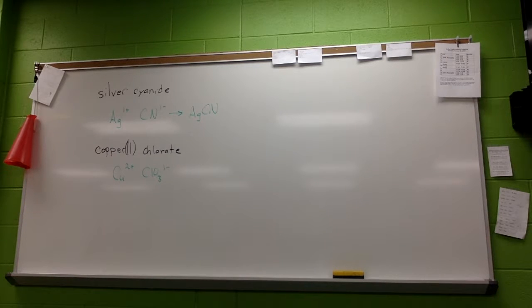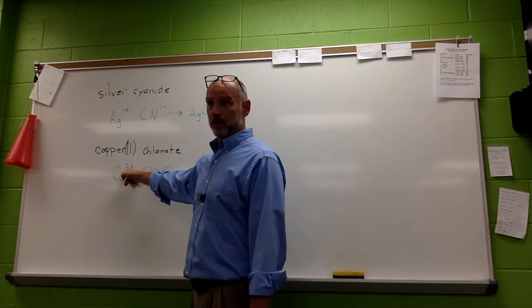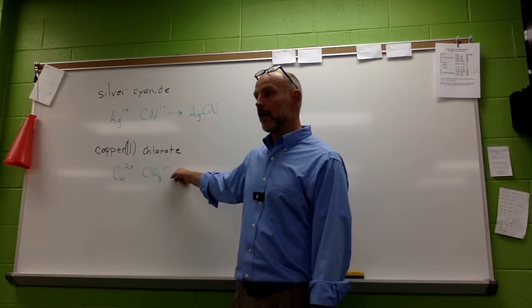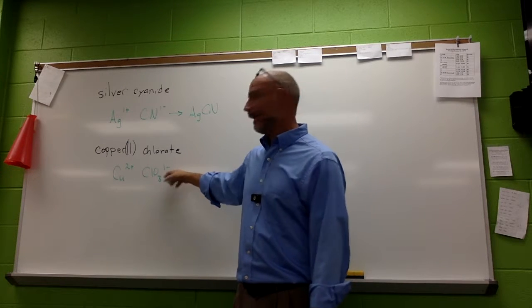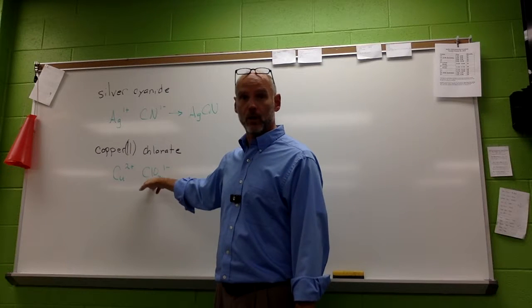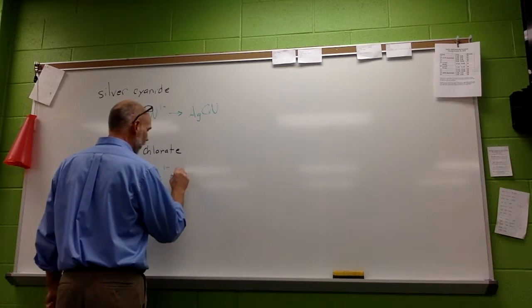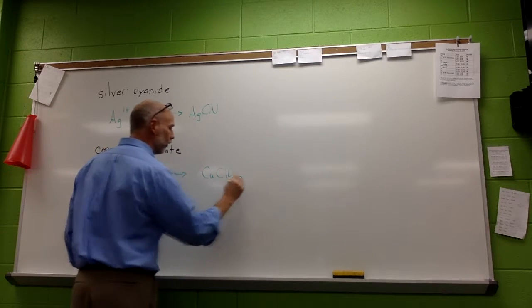Do the charges cancel? No. What's the lowest common multiple? 2. So I need 2 positive charges. Ding, ding, ding. I'm good. I need 2 negative charges. Dung, dung, dung. I'm not good. So what am I going to have to do? I need 2 ClO3s. So all I'm going to do then is write Cu, ClO3, 2.